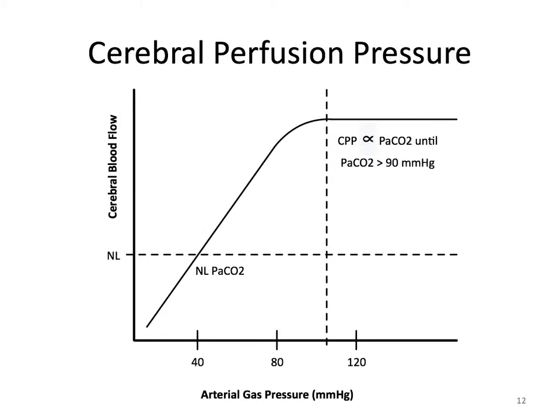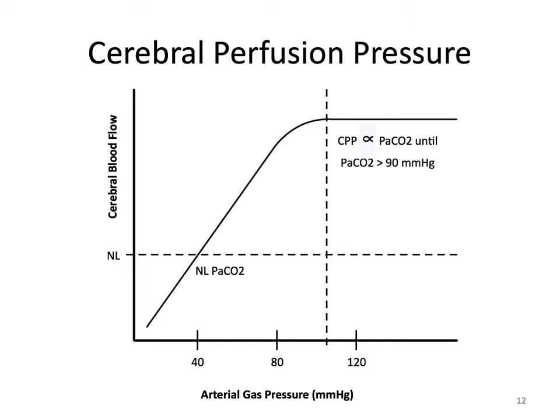Let's look at just a few more factors that will alter the cerebral perfusion pressure. Cerebral perfusion pressure is proportional to the PaCO2 until it reaches greater than 90 millimeters of mercury. In general, an increase in PaCO2 results in vasodilation, which increases cerebral blood flow. A decrease in PaCO2 will produce vasoconstriction, resulting in a decreased cerebral blood flow.